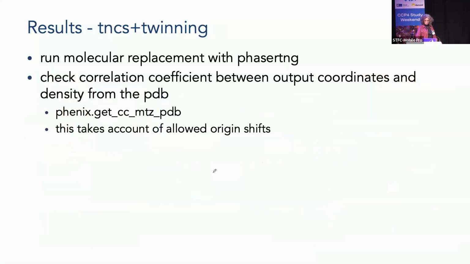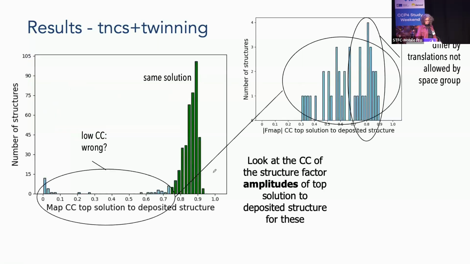Okay, so we did a very similar analysis to before, and here we have correlation coefficients of our true structures to our PDB deposited structures, and the ones in green, fantastic. What's going on here? We've got solutions that have got lower CCs. Is that Phaser failing? Are those things that are wrong? Well, let's look at this in a different way. We're going to look at the amplitude correlation of the top solutions to the deposited structure. And we see shifting from here, we end up with some structures that are high correlation coefficient in terms of Fs.